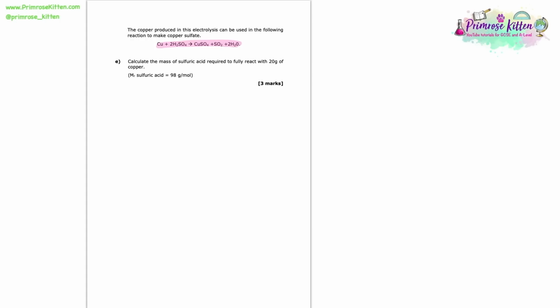And the idea is that if we can work out the number of moles of one substance within that balanced equation, we can work out the moles of anything in that equation and use that, therefore, to work out their mass. So to work this out, I'm going to start by rewriting that equation along the top of the page. So I'm just going to write that copper plus 2 H2SO4 goes to copper sulfate plus SO2 plus 2 H2O.